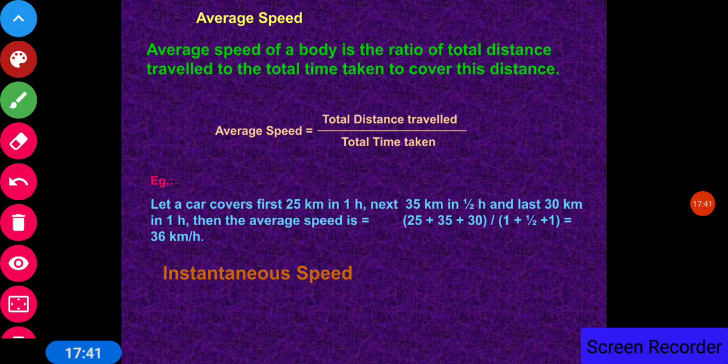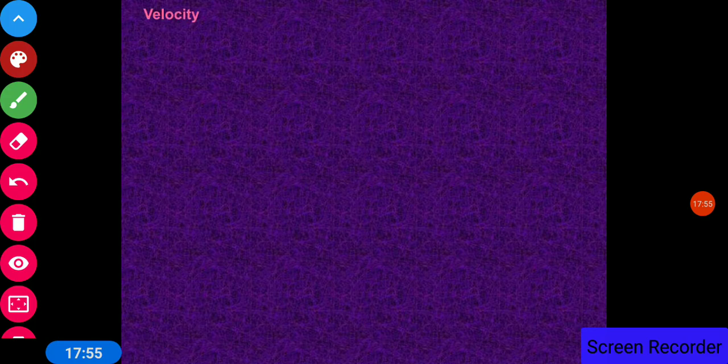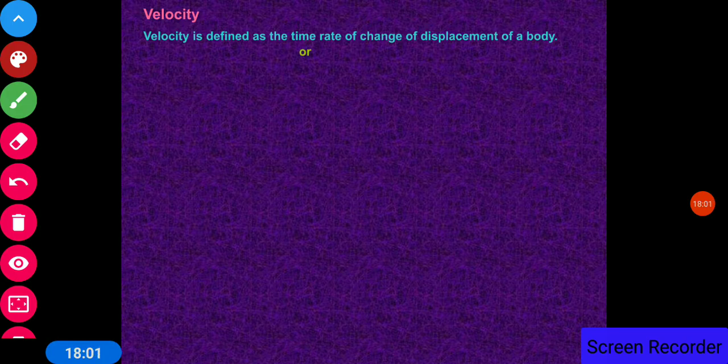Now instantaneous speed means the speed at a particular instant, a particular time. That is the instantaneous speed. So when a body is moving with variable speed, the speed of the body at any instant is called the instantaneous speed. Velocity.